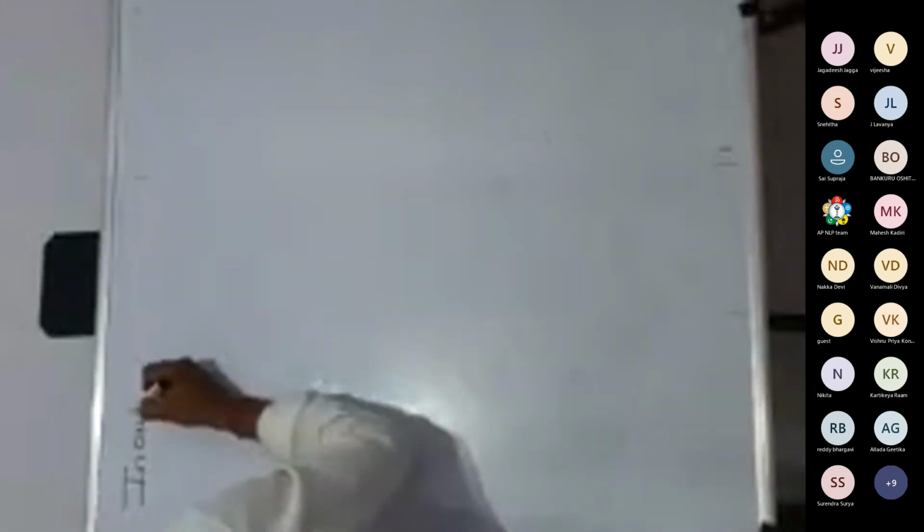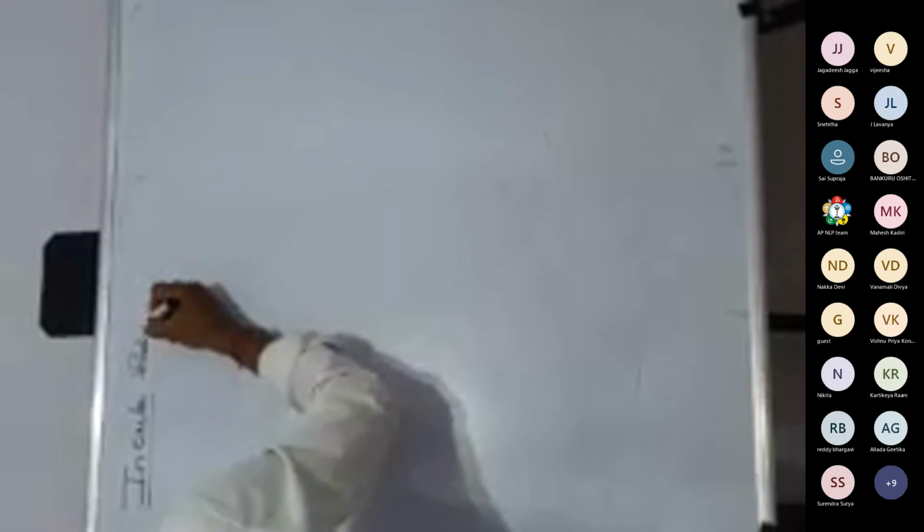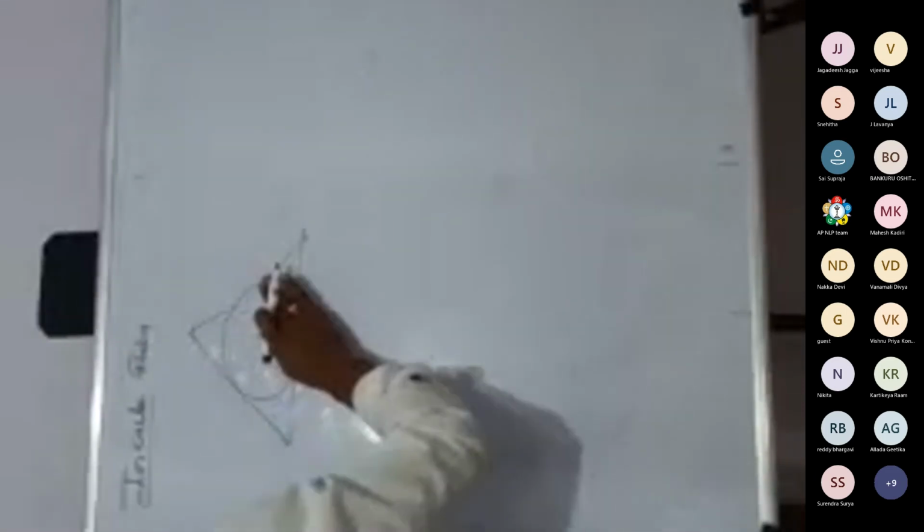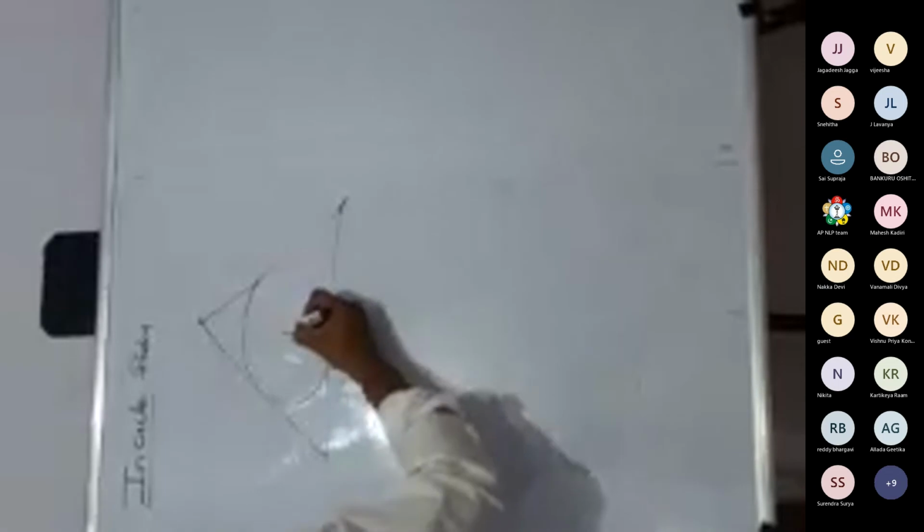The next last concept in this is the incircle radius. Circumcircle, then incircle radius. Incircle means the circle lies inside the triangle. It is smaller, the smaller one being the incircle radius.